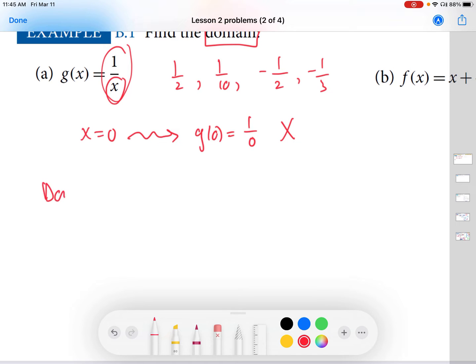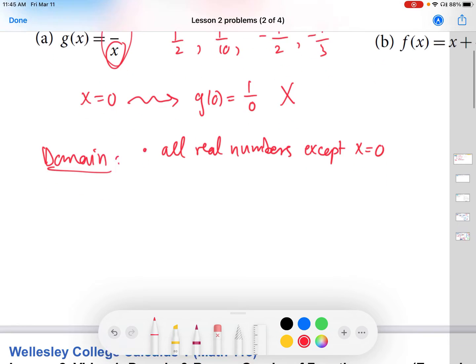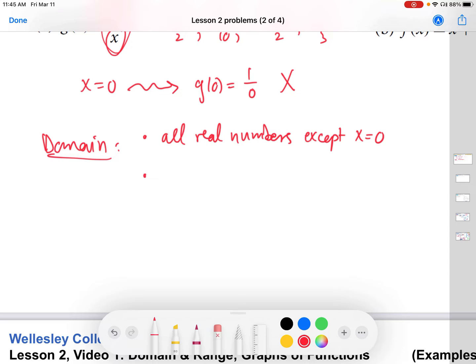So the domain for g of x, you can write this in various ways. Part of the point of this video is to introduce you to notation, to review some of that. So you can say all real numbers except x equals 0. That is a very verbose way of writing it. You could also write this in interval notation, which is a bit more compact. So I'm just going to write it out first, and then explain what all these symbols mean.